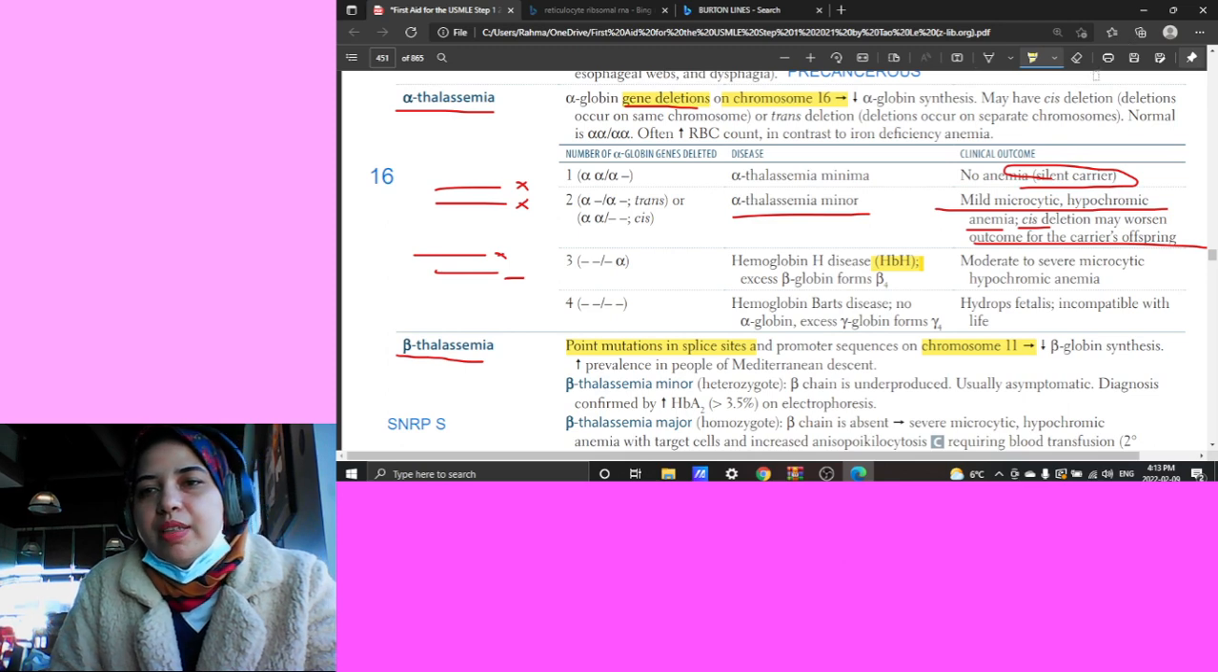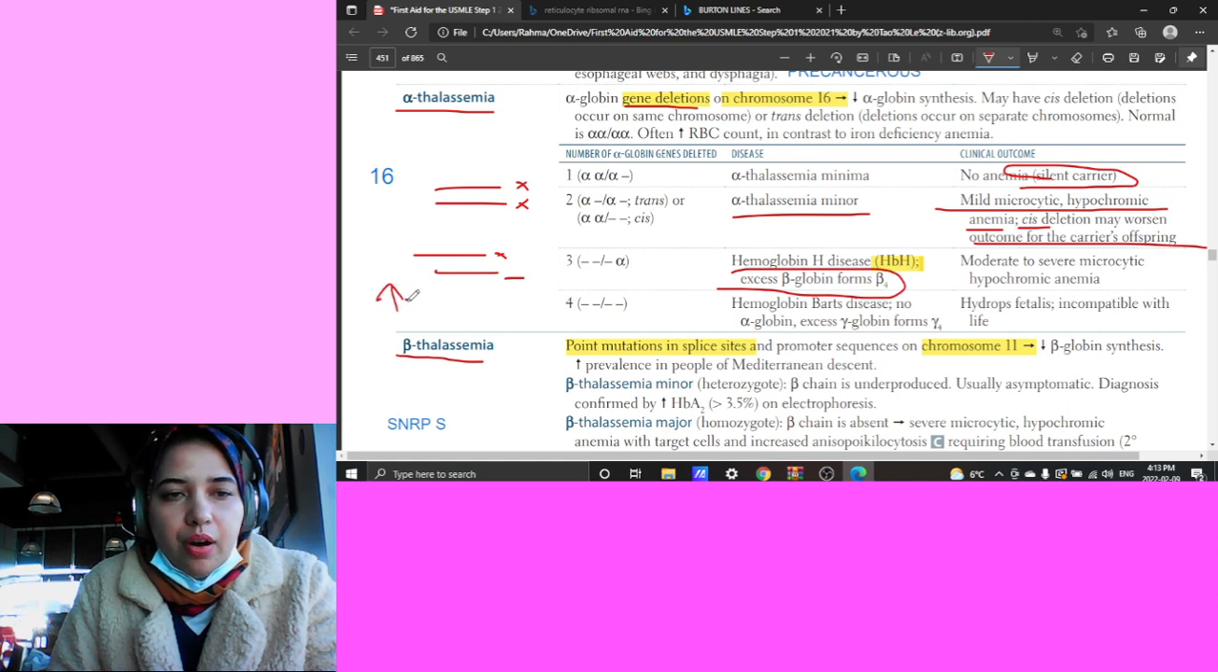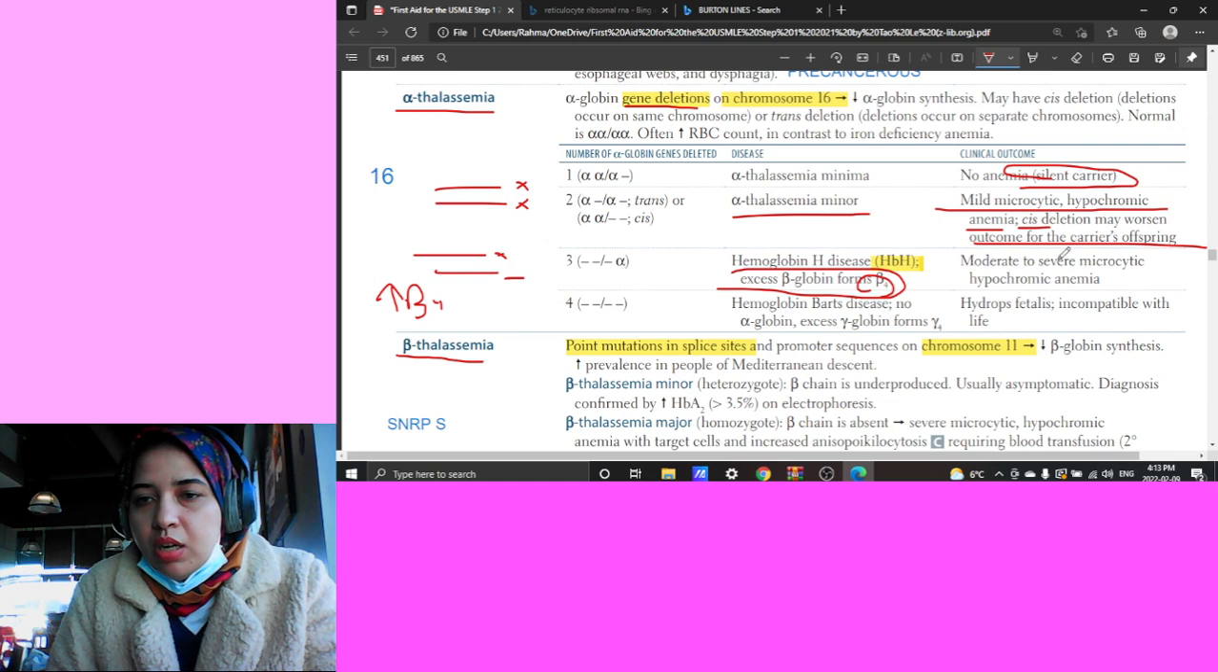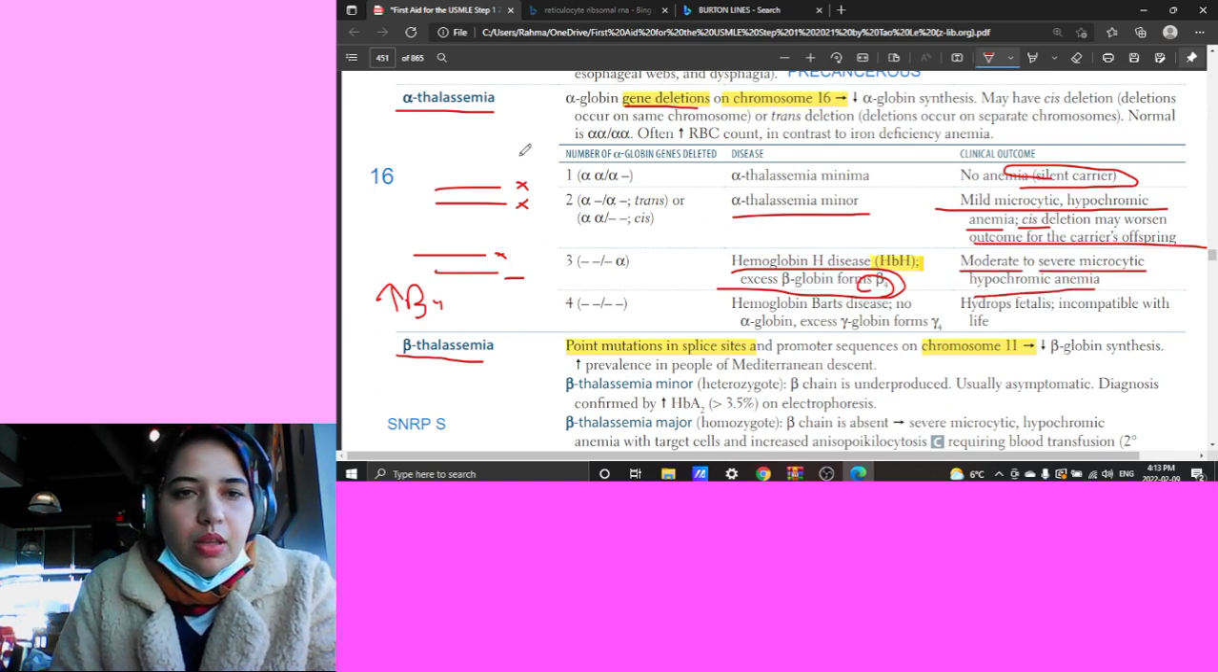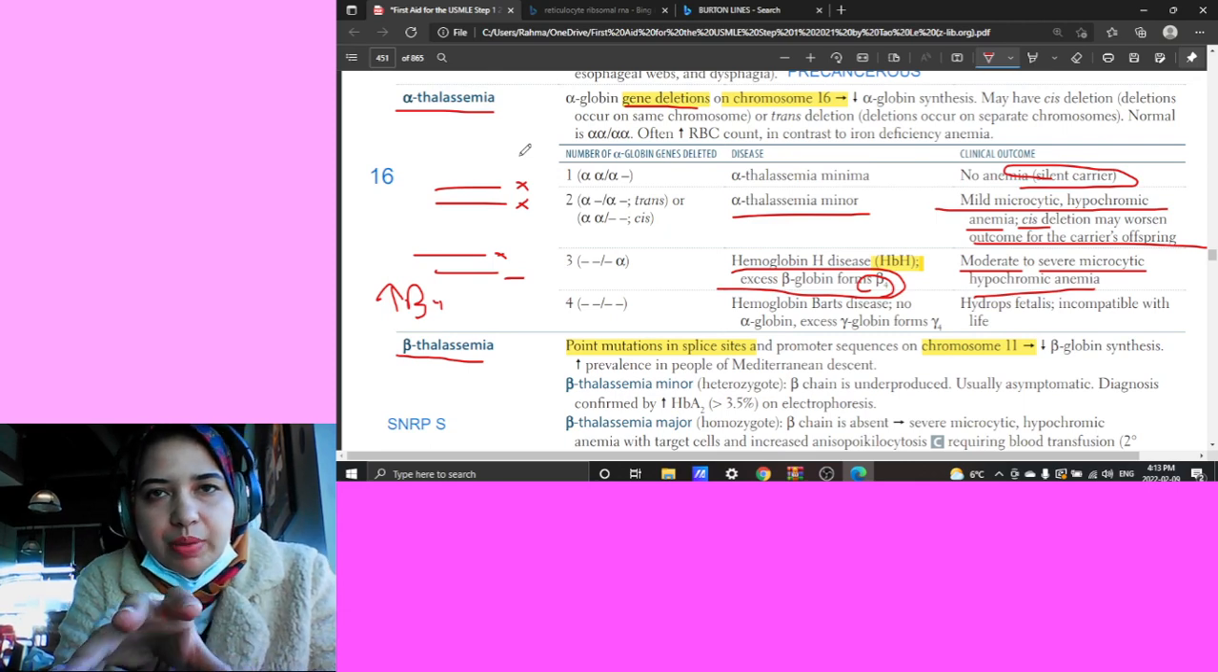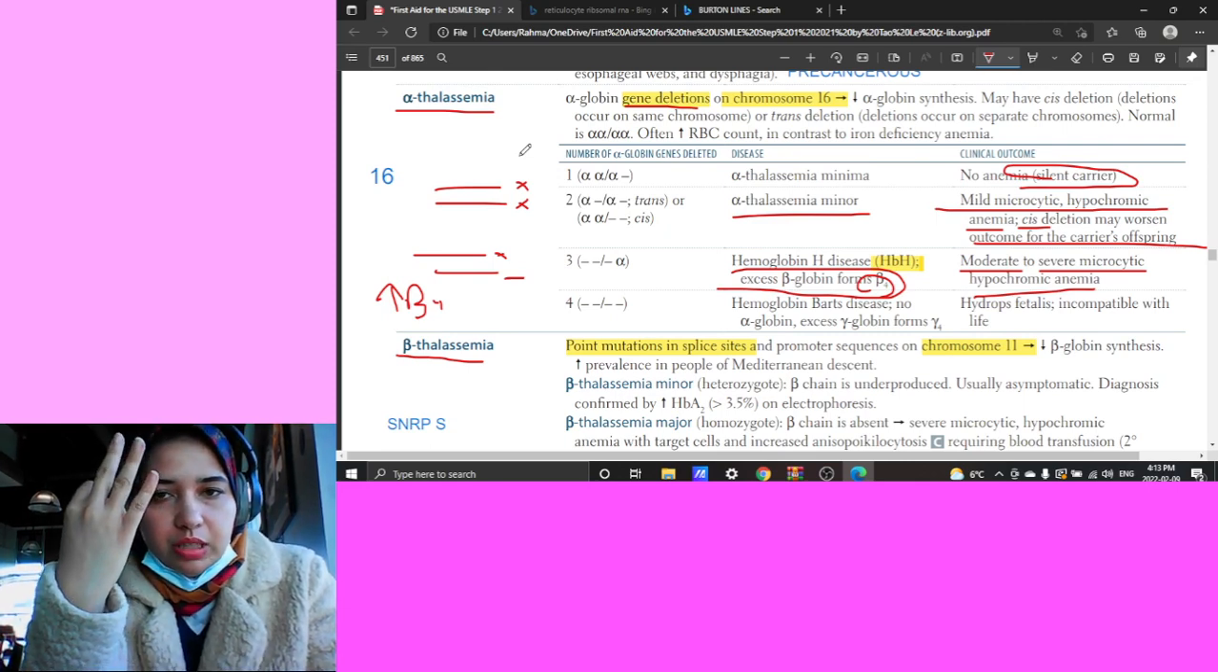Right? And to compensate, what ends up happening is excess beta globins form, and they also have increased Hb4 to make up for this. So you're going to have a moderate to severe microcytic anemia. Any way you look at it, I'm not going to have enough alpha because I have three deletions right now.